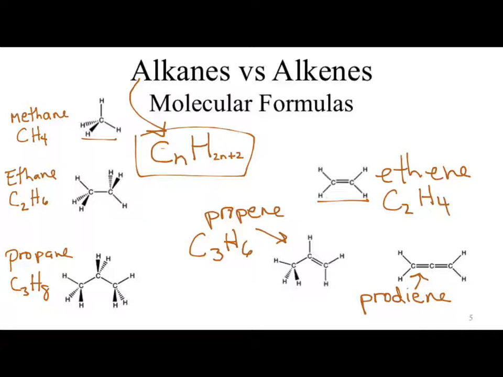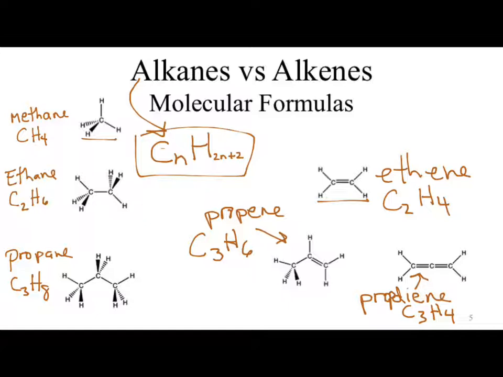What's our formula? Sorry, yeah. We get C3H4. So what's happening is we change the hybridization in our carbons. If we move from ethane to ethene, what did we lose? 2 hydrogens. When we move from propane to propene, what did we lose? 2 hydrogens again.